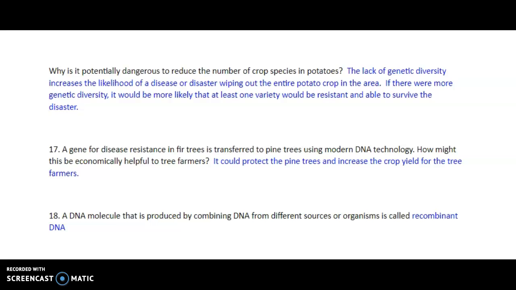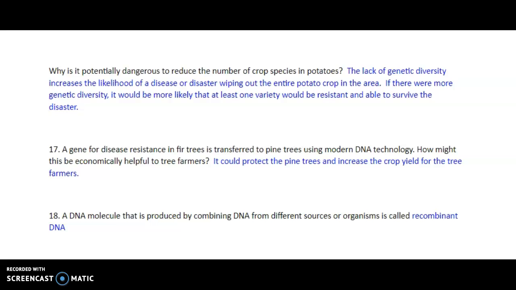Number 17, a gene for disease resistance in fir trees is transferred to pine trees using modern DNA technology. How might this be economically helpful to tree farmers? Now they can protect the pine trees and increase the crop yield for the tree farmers. They would be losing fewer trees to disease.